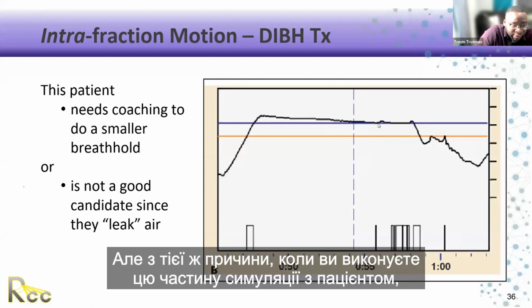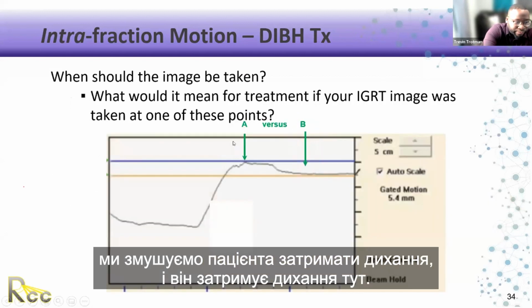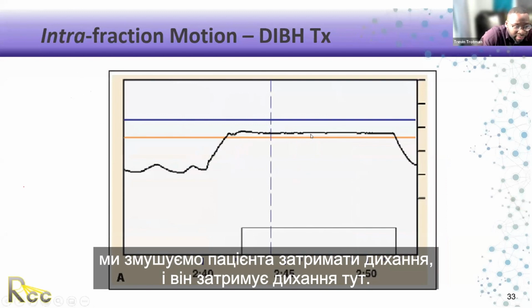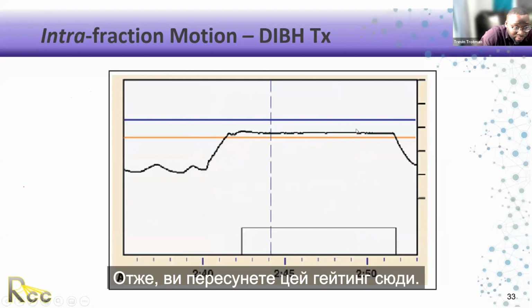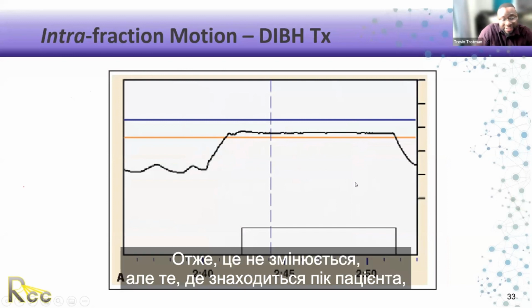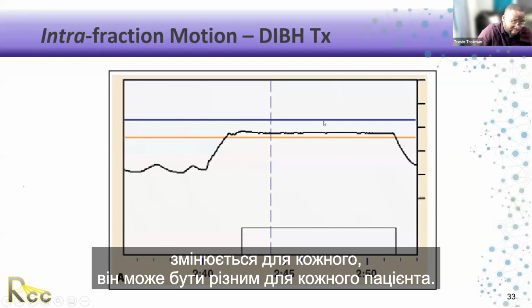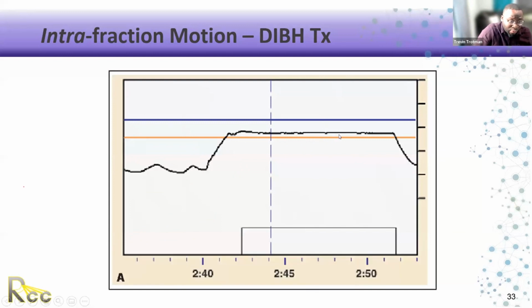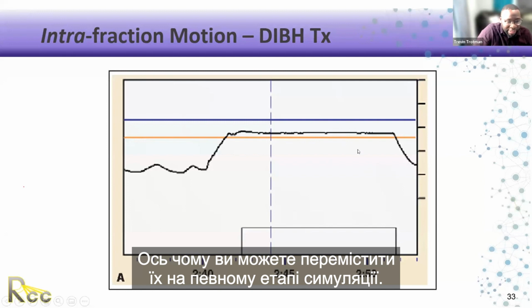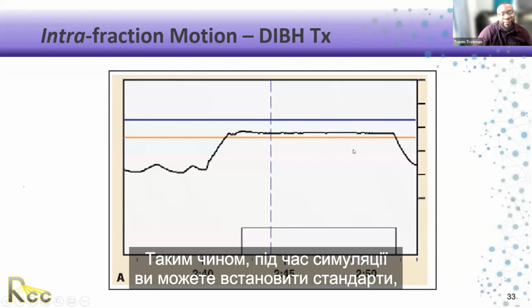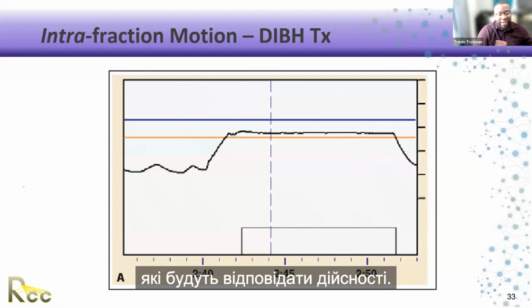But on the same token, when you're doing this part in simulation where you have the patient hold their breath, and they're holding their breath here, this consistent breath hold can probably even be down here. So you'll move this gate here, and that's how it's established. The window doesn't change, but where the patient's peak is can be different for every patient. They may not be at 1.3 to 1.6 or 1 to 1.3. They may not be there. So that's why you can move this at some point in the simulation. That's established during the sim, and you might have standards at your simulation for that.